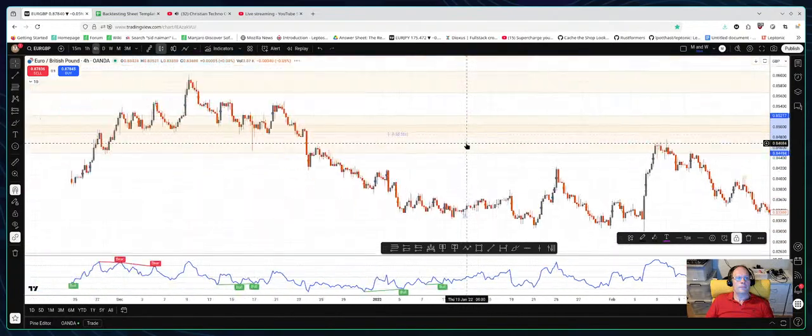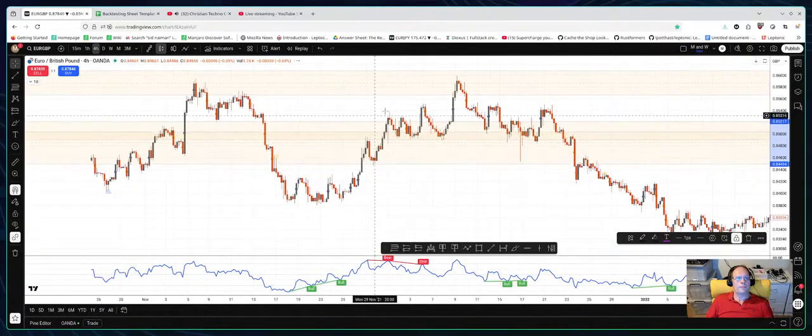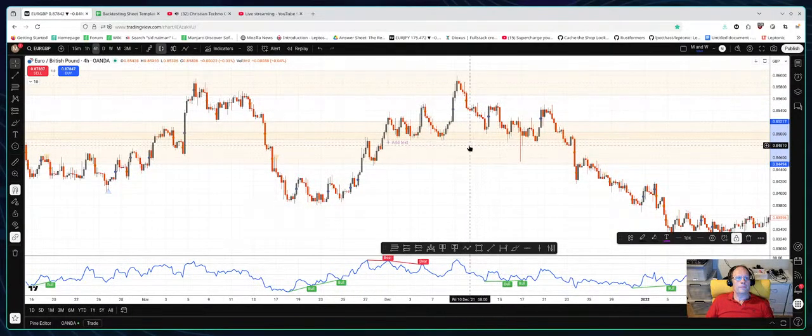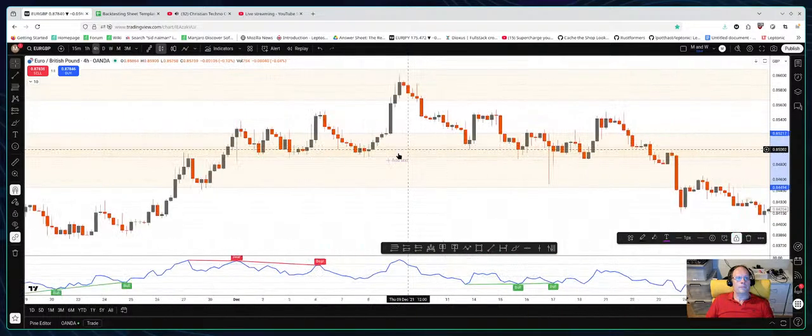Nothing. Let's zoom out so we can see better. Look, beautiful head and shoulders. Shoulder, head, shoulder. It did take a while to get down there, but let's draw the neckline in.